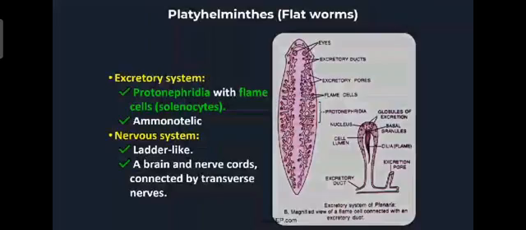In the next diagram you can see the structure of protonephridia or flame cell. Clear? So it is important. Next, these are ammonotelic. Ammonotelic means what? They excrete the excretory waste in the form of ammonia. The animals which excrete the excretory waste in the form of ammonia are called ammonotelic animals. Clear?